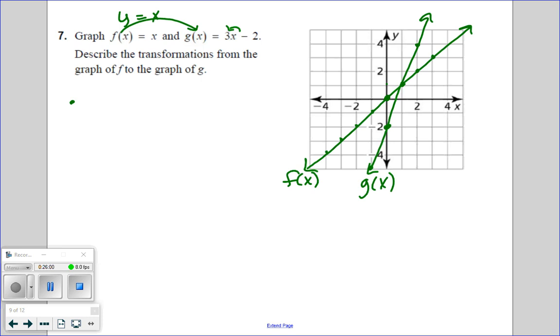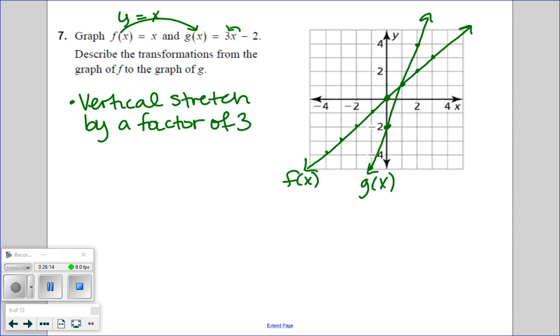So one of the transformations here is a vertical stretch by a factor of 3. Okay, is that all that we did? No, what does that -2 on the end also do to our line? It translates it down 2 units, right? So the other thing that we did was a translation down 2 units. Okay? All right, excellent. And that's a lot easier to do from the equation, really.